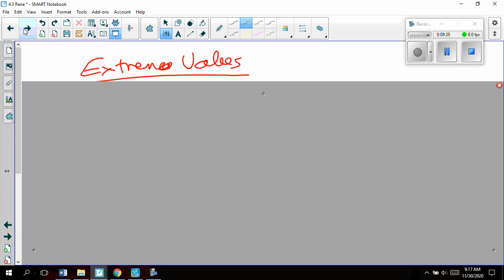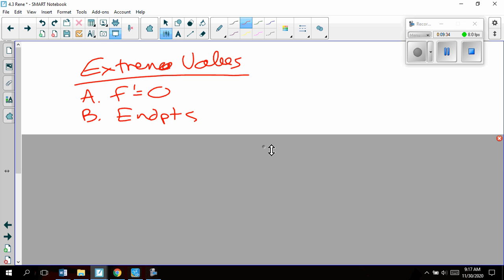All right, so let's preview what your problems are going to look like, and then we'll hop into doing three or so of them today. So for the extreme value theorem, what you are looking for is where your derivative equals 0 and where your endpoints are.